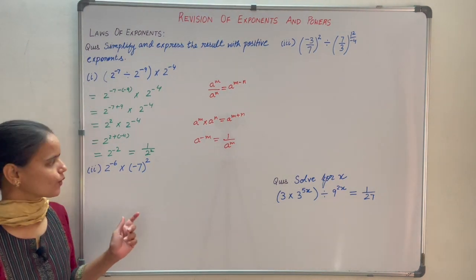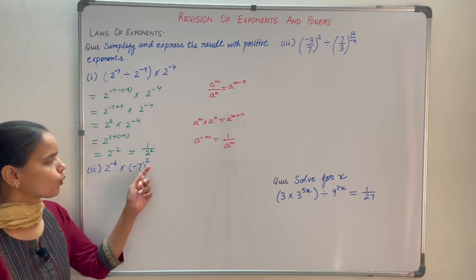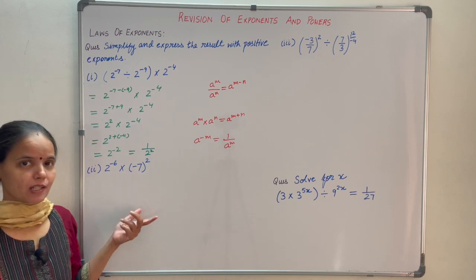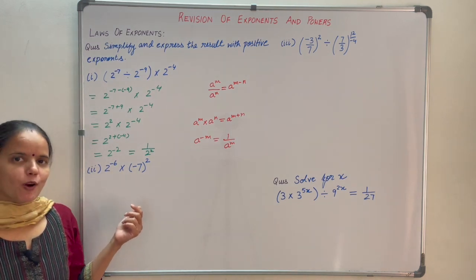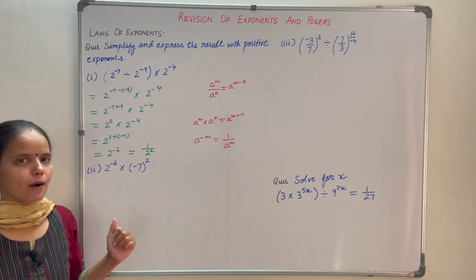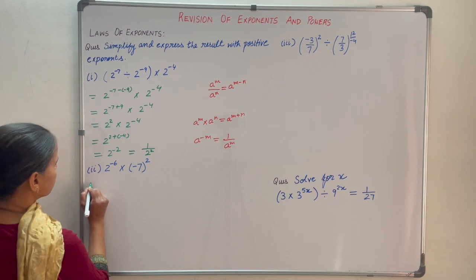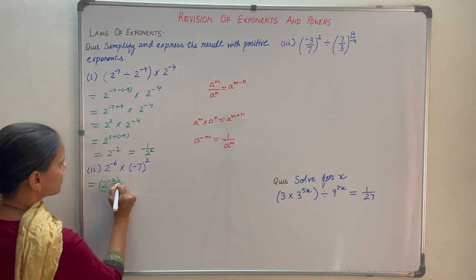Now let us take this question. So here you have 2 raised to the power minus 6 into minus 7, whole square. Here you can see neither the bases are same nor the powers are same. So to apply the laws of exponents, you need to make either base same or power same. I am going to make the power same here. So I am going to rewrite this as 2 raised to the power minus 3, whole square.